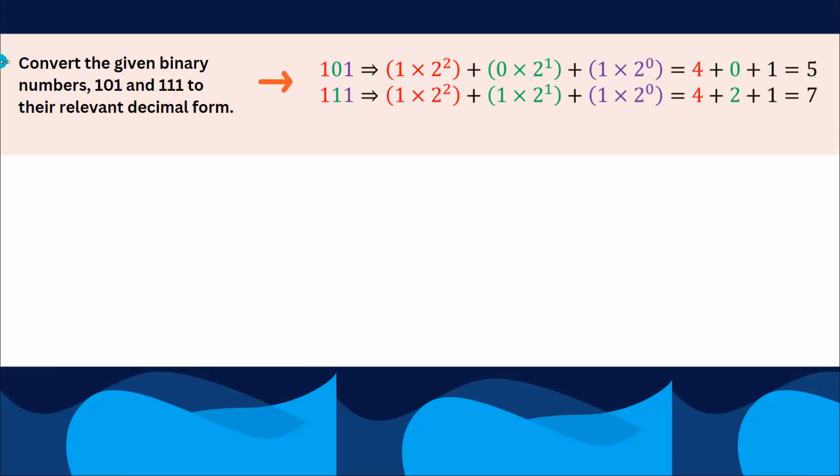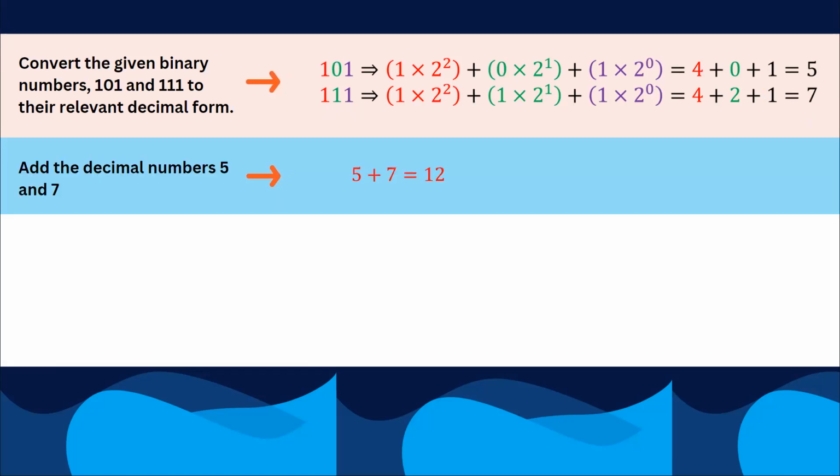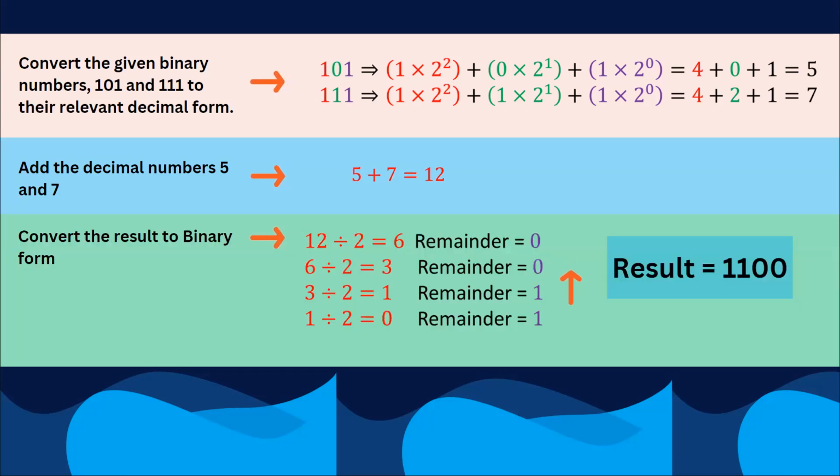Now you've got your decimal numbers, you add them up. So 5 plus 7 equals 12. Now you got the result, you convert it to the binary form by dividing this 12 by 2, and you keep on dividing until you get 0 here. Once you get 0, you stop and you look at the remainders from bottom to top, and the result that you get is 1, 1, 0, and 0. So that's the result.